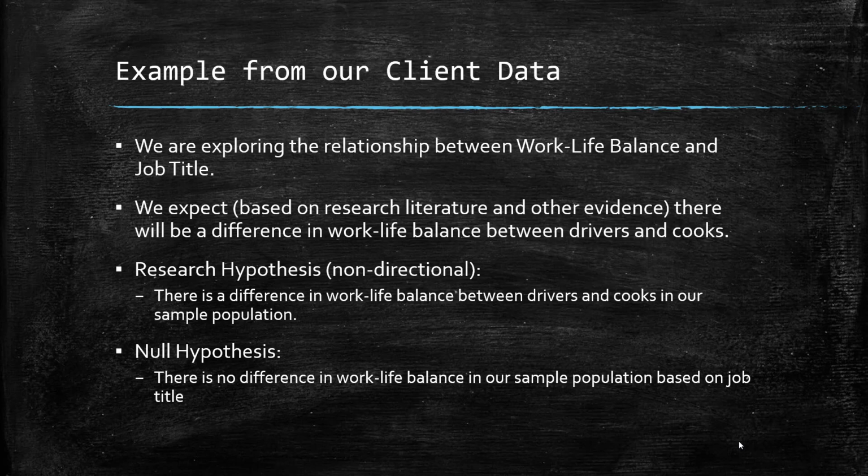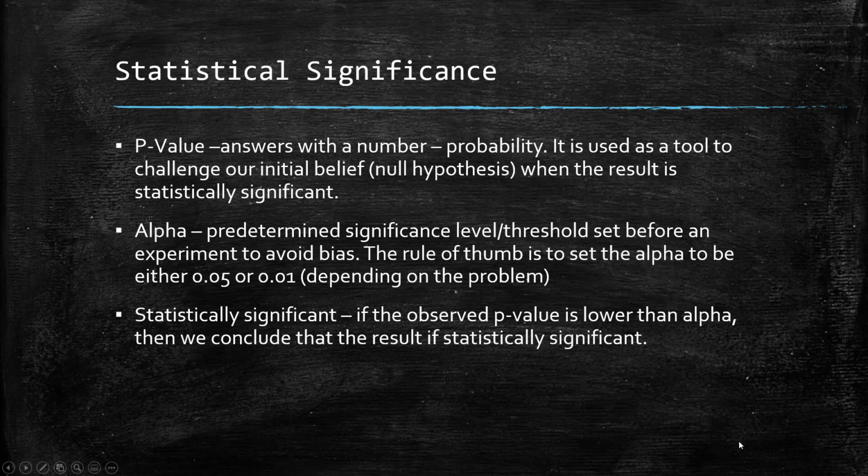So I've given you an example of a research hypothesis that's directional and one that's non-directional based on the hypothetical set of client data that we're using in our examples. The next thing that we have to understand when we're doing inferential statistics is exactly what statistical significance means and how to determine if we've achieved that or not.